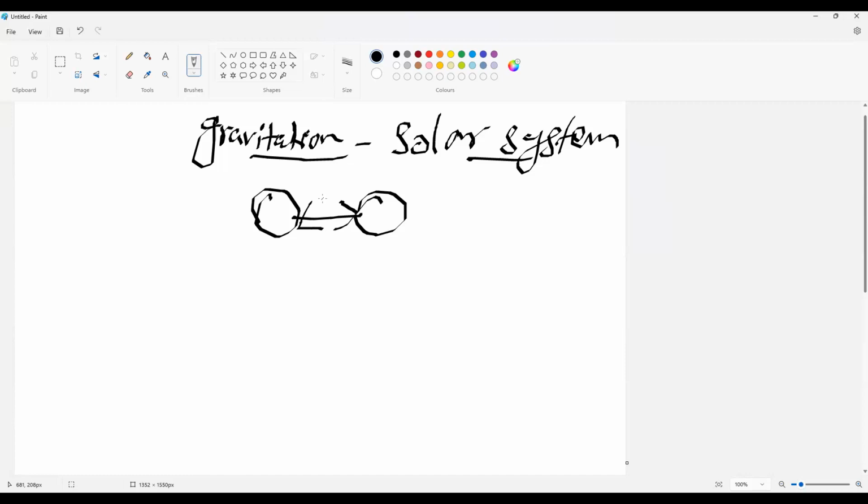Right. So let us understand. There is something here which we need to understand in the gravitation chapter. Something best to understand is the solar system. There is a person named Ptolemy.